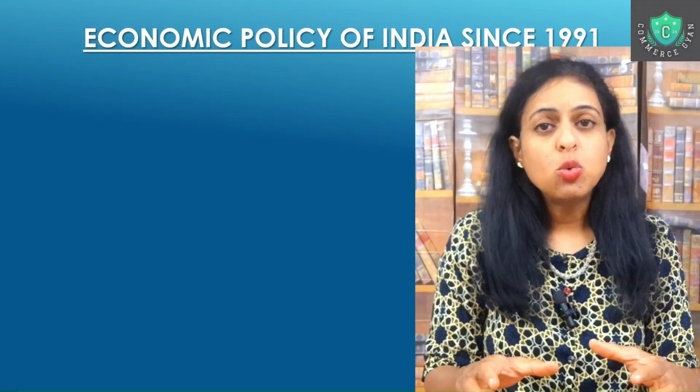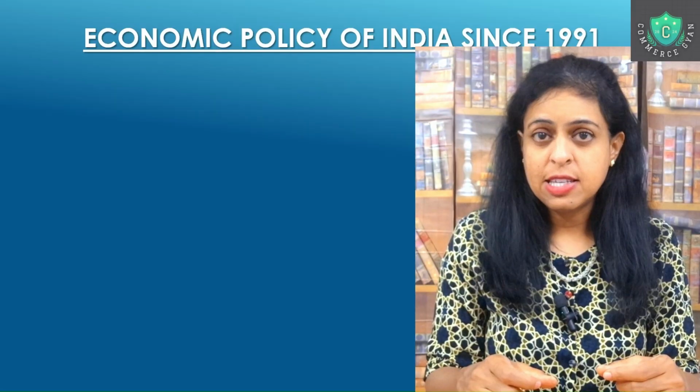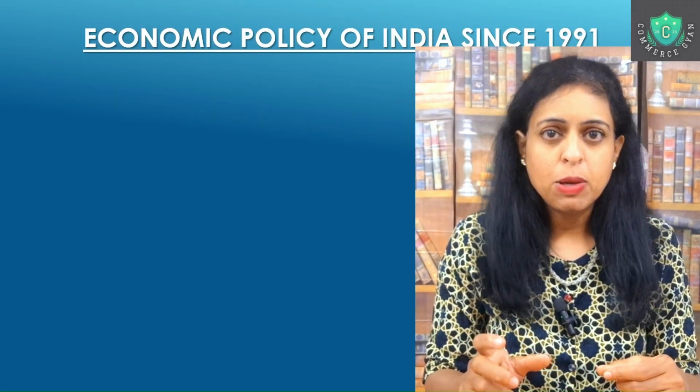So, for that purpose, there was a sudden change that took place in the year 1991 to overcome this hurdle, this problem that was happening in India. And this is what we study as the economic policy of 1991. What were the main objectives of this economic policy, let's see.